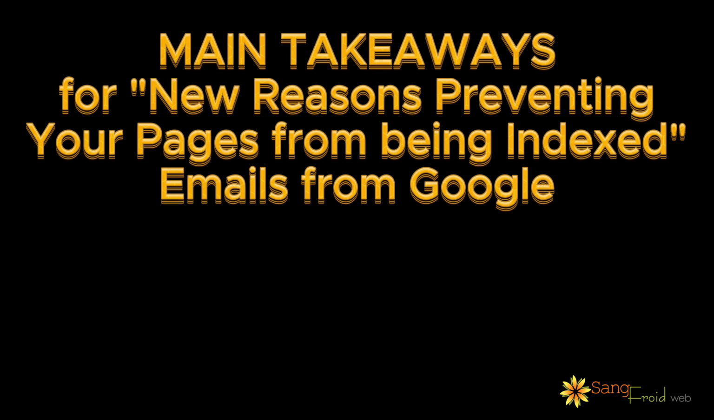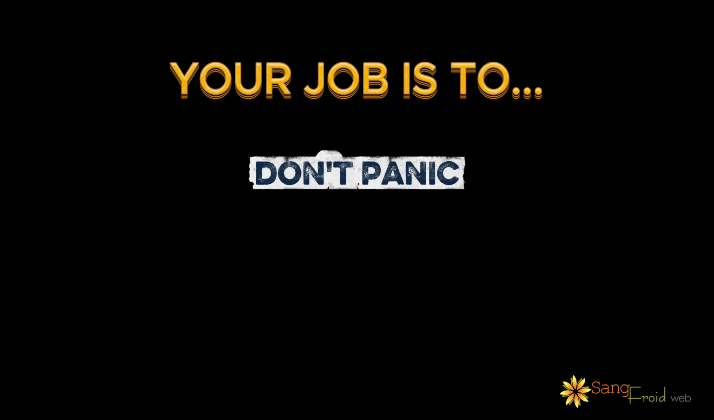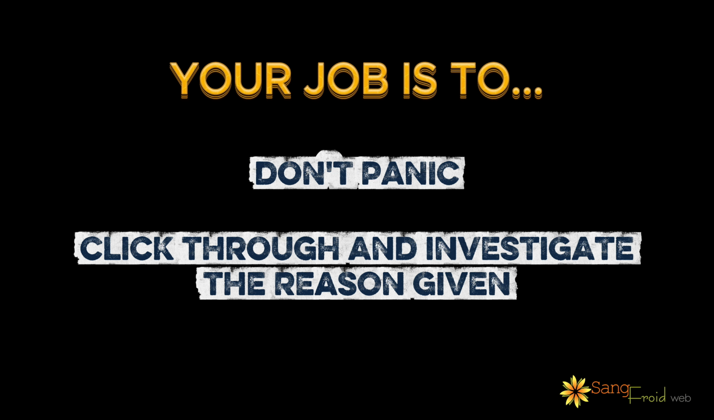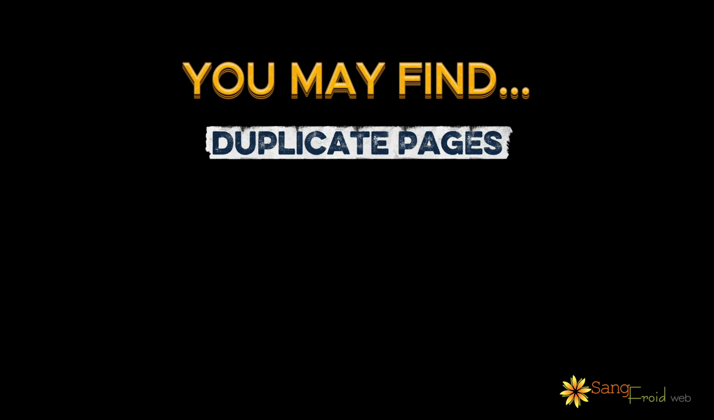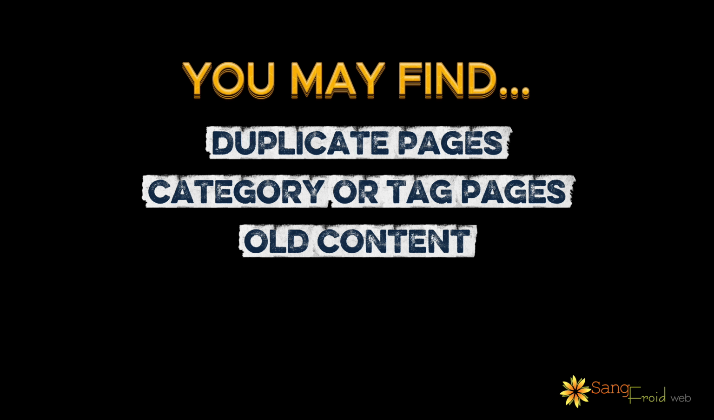So in summary, your main takeaway is that when you get one of these new reasons preventing your pages from being indexed emails from Google Search Console, just remember that it's usually not an emergency. It's just Google giving you information. Your job is to, number one, don't panic, and then click through, look at the reasons, and determine whether that page should be indexed or not. And remember that sometimes it's totally fine for it not to be indexed. A lot of the time you're going to find things like duplicate pages, category or tag pages that sometimes don't need to be indexed, old content, or redirects.